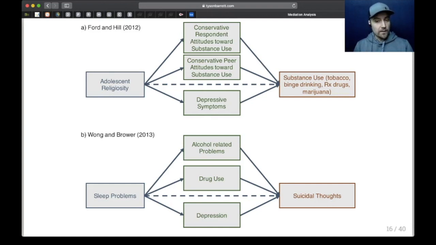And one reason why we want to know why this happens is, in some cases we may not be able to help with sleep problems. There may be an underlying biological issue that makes it really tough to help with sleep problems. But maybe we could intervene in alcohol, drug use, or depression areas. And if we were to help there, in turn, it would reduce suicidal thoughts. This is nice because it gives us more areas that we can say, oh, we can't intervene here, but maybe we can intervene here and ultimately help in this outcome.